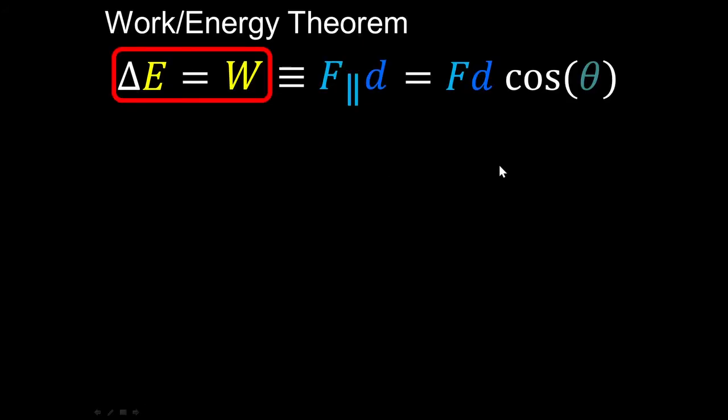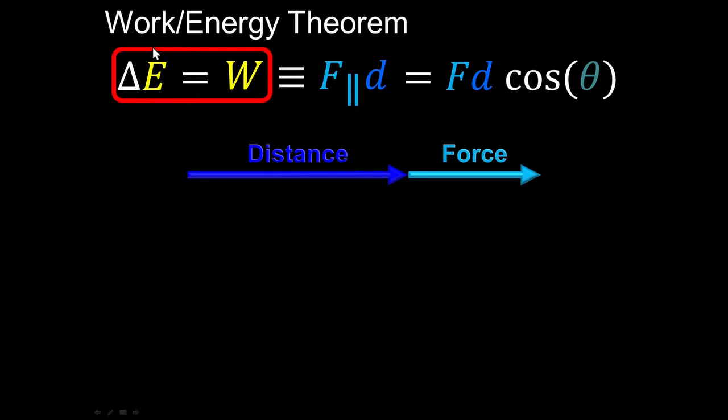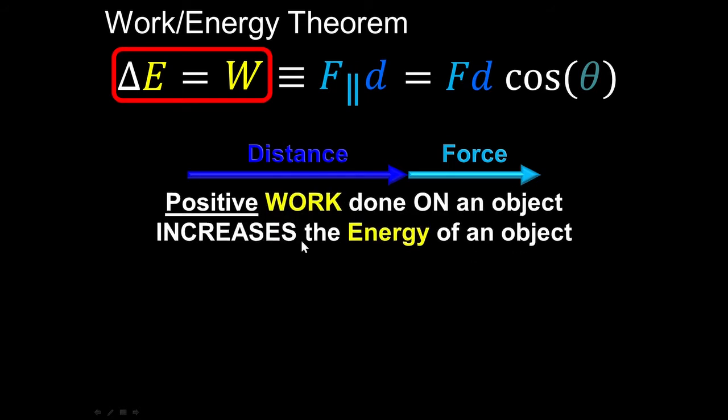Remember these two equations. So we have the work-energy theorem here, that the amount of work we do will equal the change in energy of a system. Well, the energy could increase or the energy could decrease. So if it's a decrease, that's going to be negative work. And if it's an increase, it's going to be positive work. Well, when the distance and the force are in the same direction, that is positive work and will increase the energy of the object.